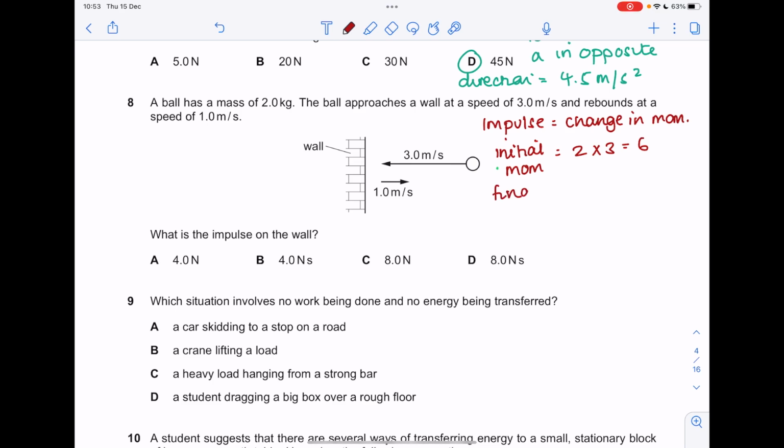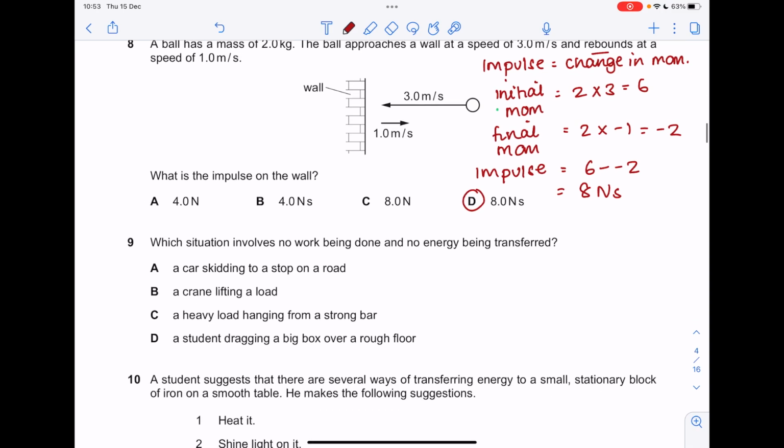Our final momentum, notice that it's rebounding, so we've got the same mass, but our speed is -1 to get -2. And therefore our impulse is our initial momentum minus our final momentum, so that's 8. And the units are Ns.